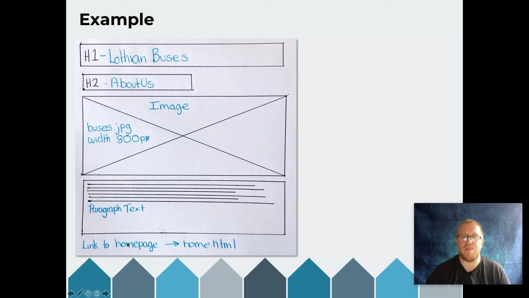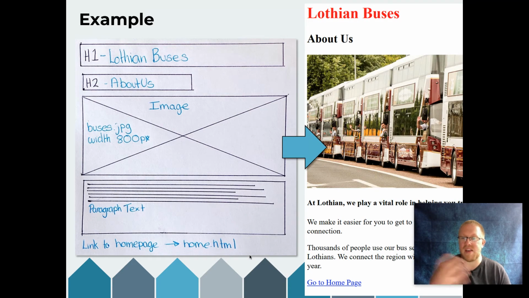Then at the bottom of the page, we've got a link to the home page, and it's telling us what the name of the page is going to be. So you had a sneak peek of it there, but this is what this page will look like. We've got our H1, we've got our H2, we've got our image, and we've got a paragraph of text followed by a link home.